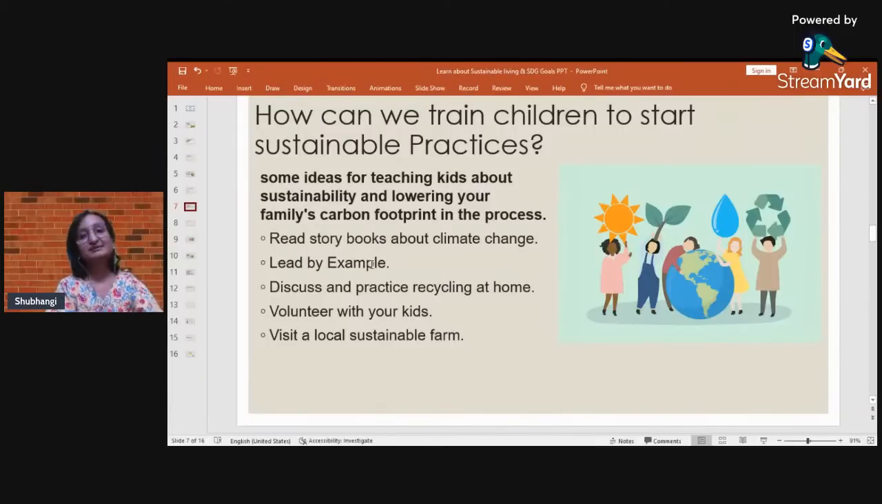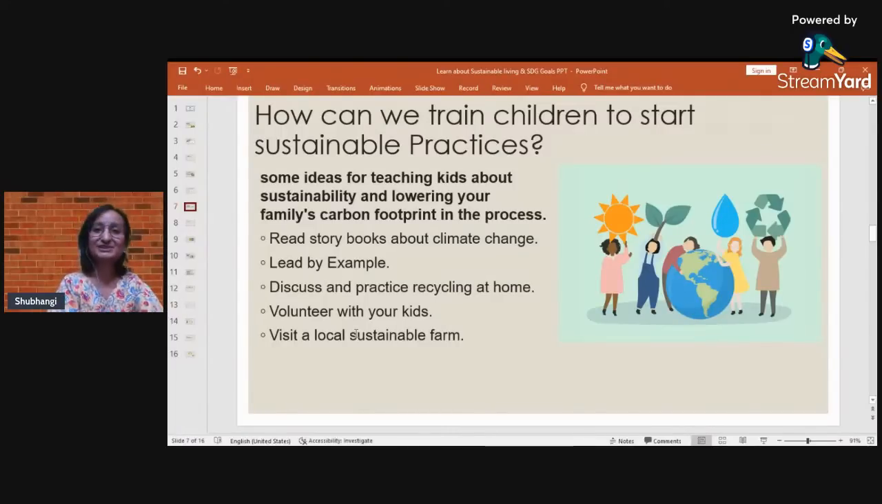So lead by example. Discuss and practice recycling at home. As Nalini ma'am and other teachers have said, using AC water, using manure or compost, all these things are going to help. Just participate with them, talk and do these small activities with them, so they will also learn. Volunteer with your kids. You can volunteer anywhere. It is not always about cleaning the rivers. You can go to any orphanage. Teach your children about taking care of others also.